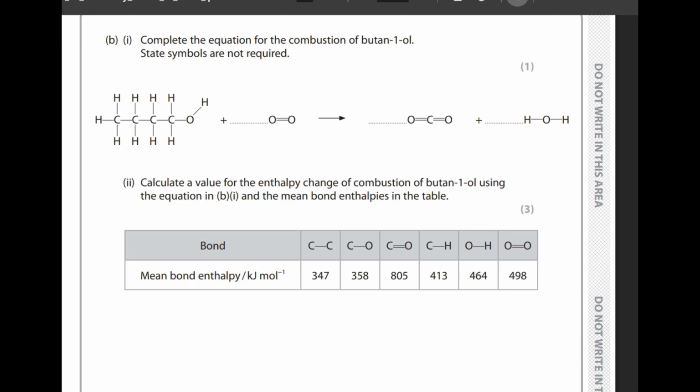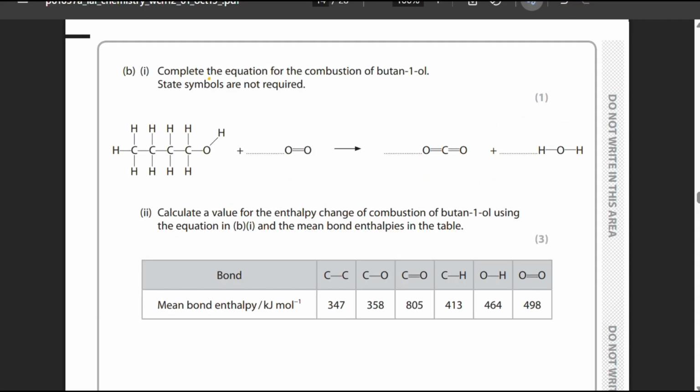Now, question number 2, part B. Complete the equation for combustion of butane 1-ol. State symbols are not required. So you need to balance the equation. So 6 and 4 and 5. Just simple balance the equation. Now move on to the next question.